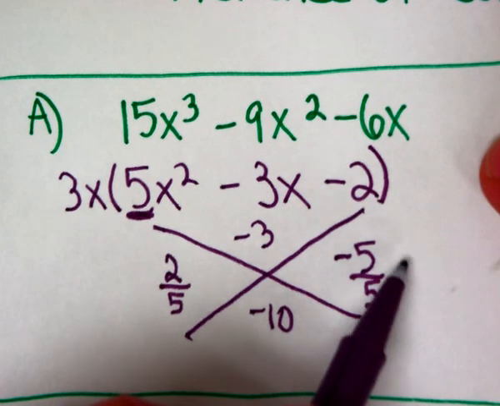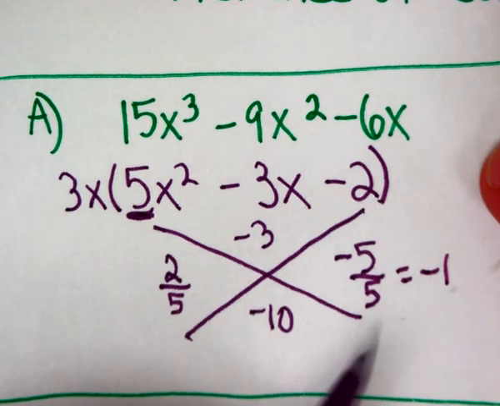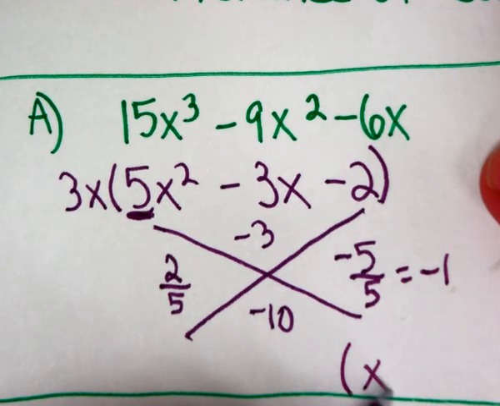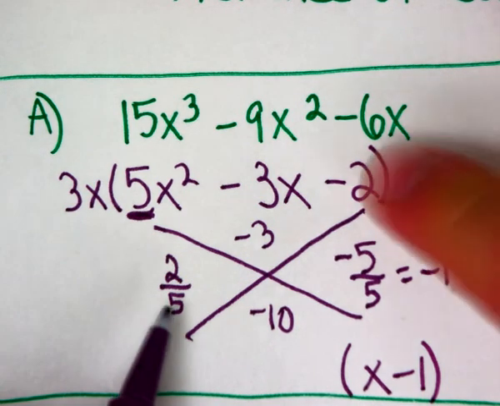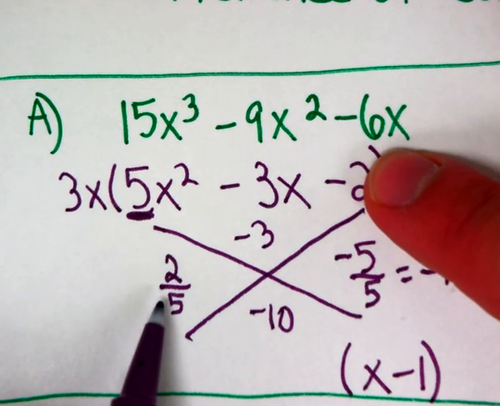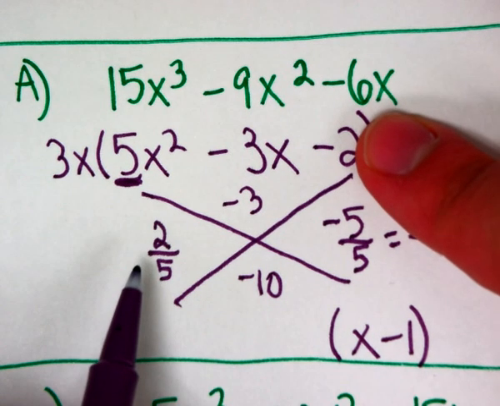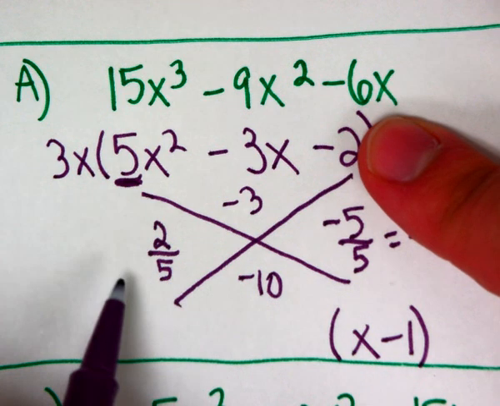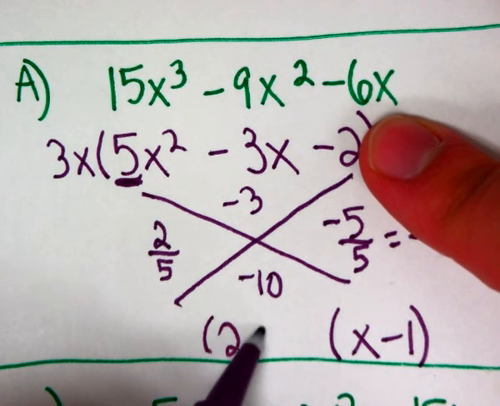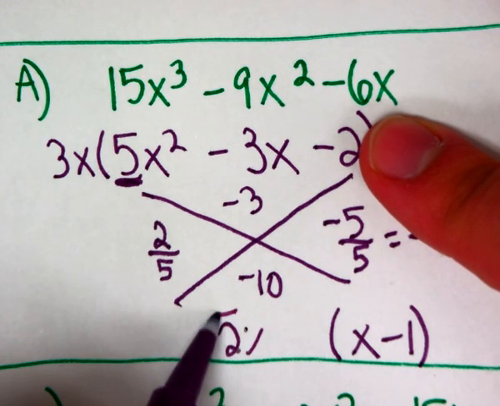Sure enough, this one reduces. So my first factor down here is going to be an x minus 1. The second factor is going to have an x plus 2/5 since this won't reduce. And so if we take the bottom and move it up front, we end up with a 5x plus 2.